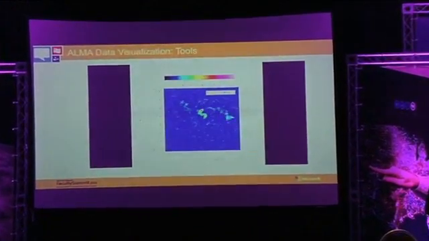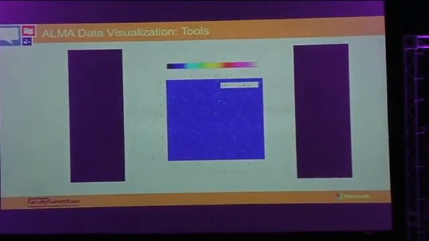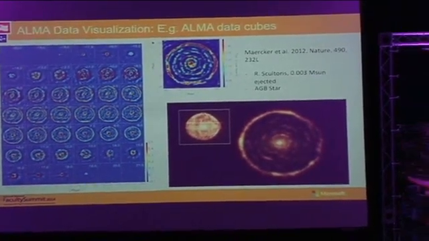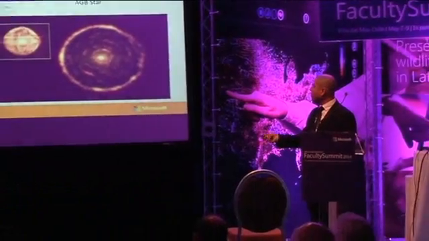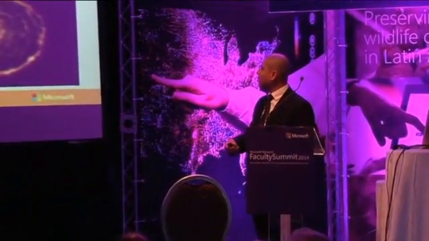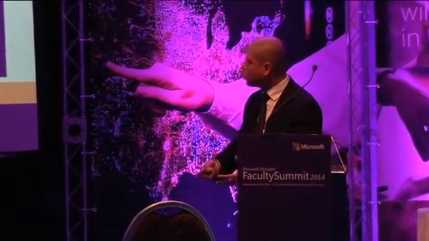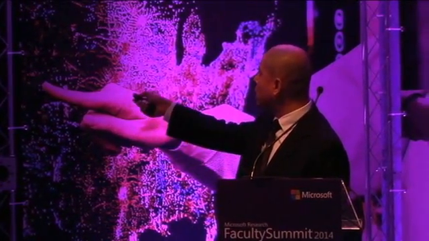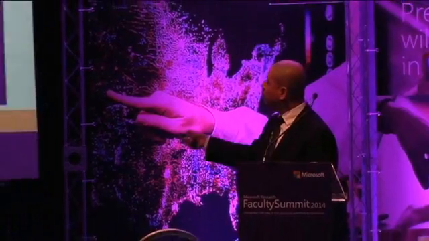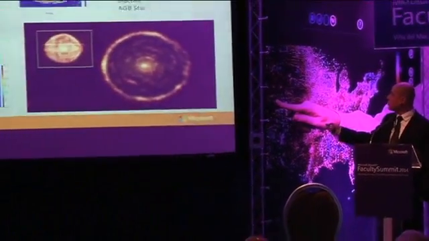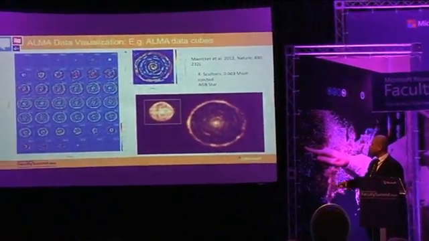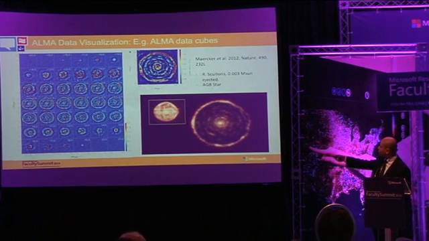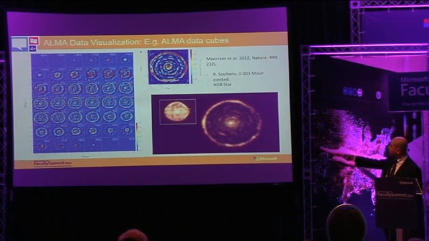So that is another way that we can visualize data. Okay, but this is too boring. So let's start to see how we visualize real, published ALMA data. This is a pretty nice result that was published by Merker in Nature in 2012. This is an AGB star that presents this structure when you do the moment zero. It's kind of rings and a spiral pattern.